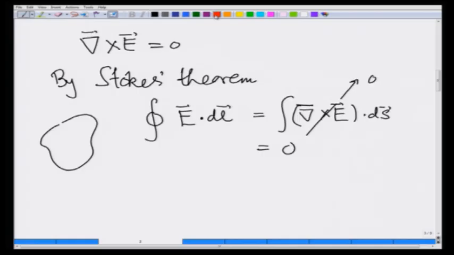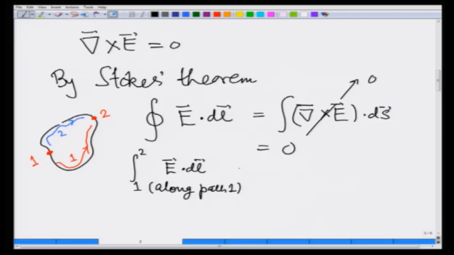And therefore, if I take 2 points, 1 and 2, and let me choose one path along this, call this path 1, second path along this, call this path 2, then integral 1 to 2, let us say along path 1, E dot dl is same as integral 1 to 2 along path 2, if the curl of E is 0.